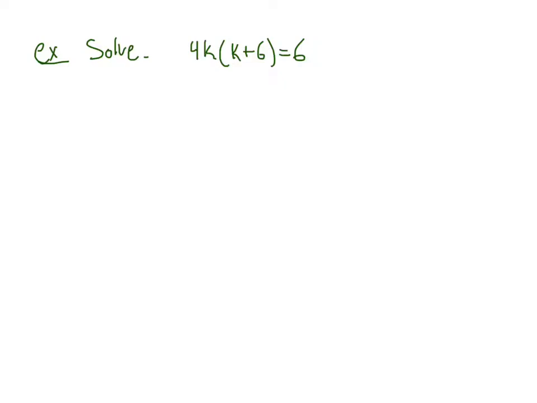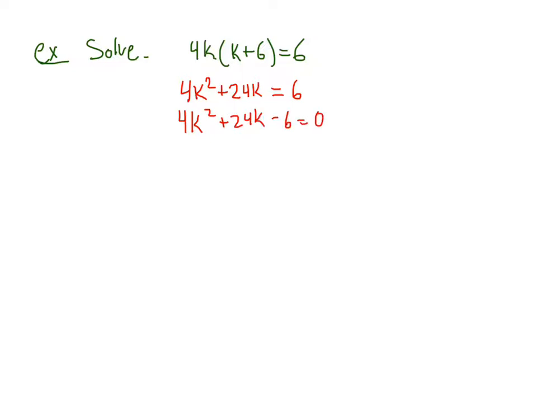Here we have a quadratic equation that we need to solve. 4k times k plus 6 equals 6. So let's see what we can do. Let's distribute that first. 4k times k will go as 4k squared plus 24k equals 6. Let's bring it all over to one side. 4k squared plus 24k minus 6 equals 0.